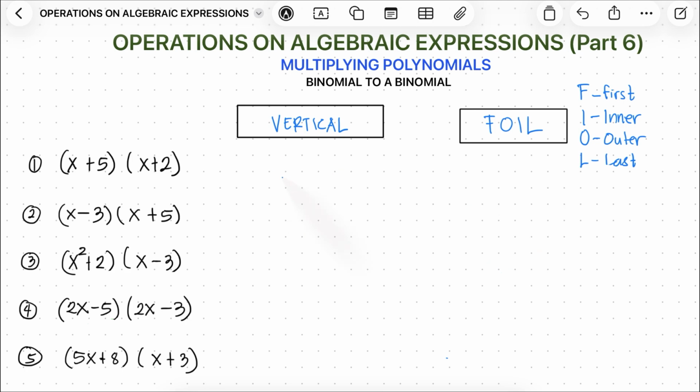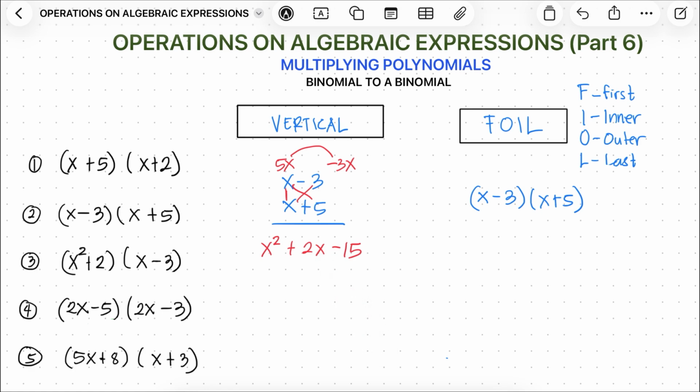Okay, next example, we have x minus 3 times x plus 5. I will just write the problem first. So first, multiply, that is x squared, negative 3 times positive 5, again include the sign, so negative 3 times positive 5, that's negative 15. X times negative 3, that's negative 3x. 5 times x, that is 5x. Combine them, that's positive 2x.